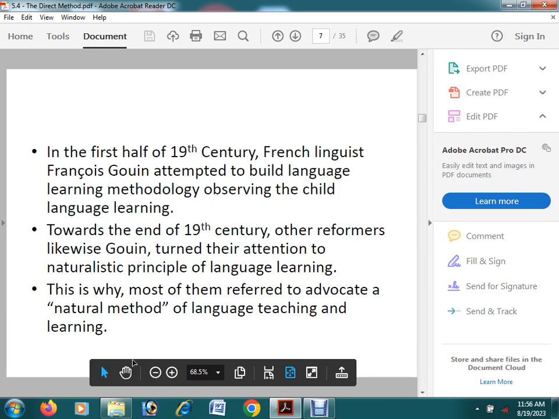So we can say, who is the precursor of direct method? In that case, we can say Francois Gouin. He talked about how language learning should be quite similar to the way that a child learns a language. That is the natural method. And that is why most of them refer to and advocate a natural method of language teaching and learning.